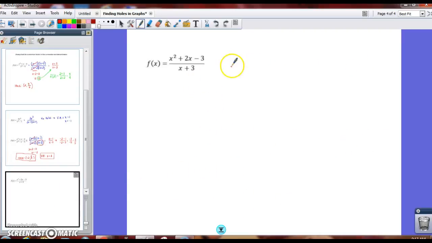Let's go ahead and do one more. There's nothing to factor in the denominator, so I'm going to go ahead and factor my numerator. When I factor that, I have x plus 3 times x minus 1. In my denominator, I have x plus 3. And so here, my x plus 3's will cancel, and I'm just left with x minus 1. Well, now that I've canceled everything in my denominator, I will not have a vertical asymptote because I no longer have a denominator. However, I will have a hole because I canceled common factors.